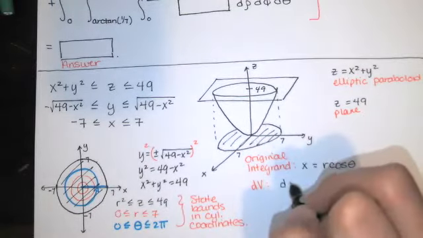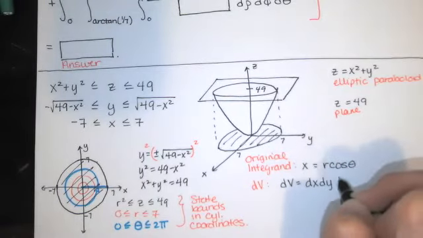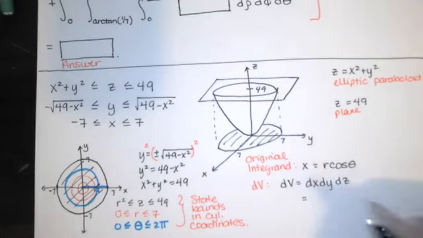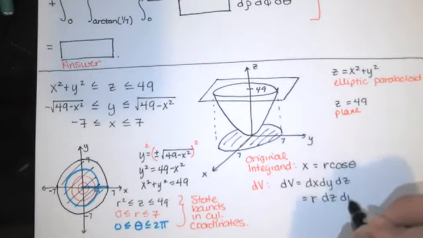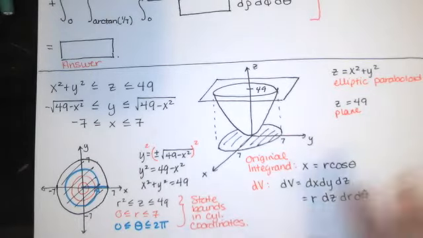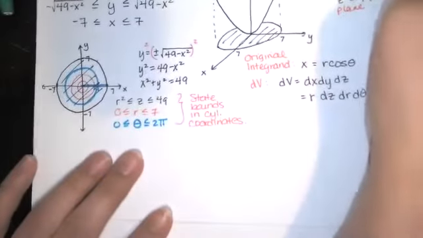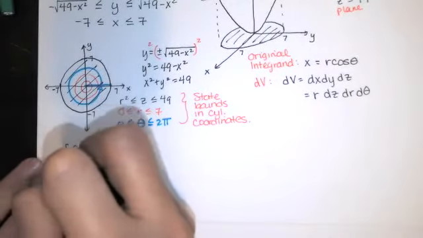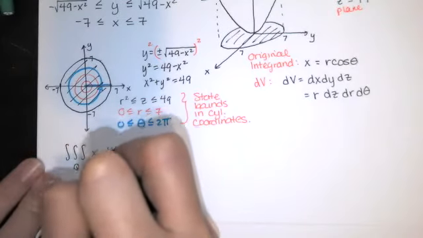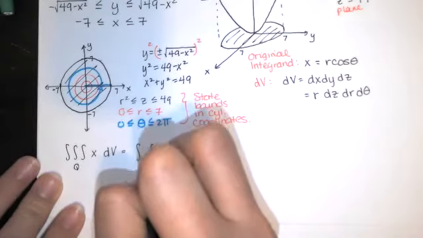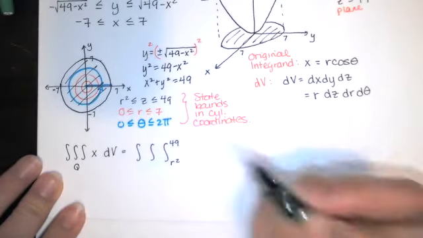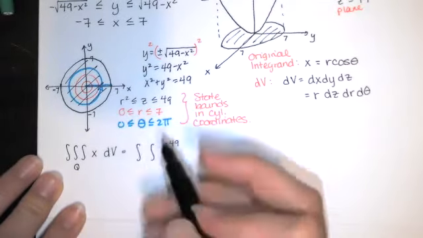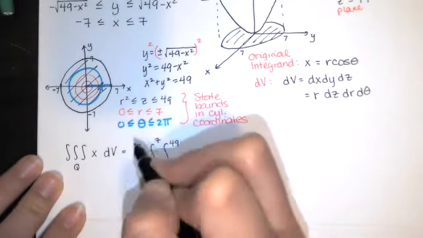In rectangular coordinates, dv is dx, dy, dz. And of course, you can change the order if you want to. In cylindrical coordinates, dv is r times dz dr d theta, and of course you can change the order if you want to as well. So our original integral, let's make it as generic as possible, was just the triple integral over the region Q of x times dv. Now I want to describe the region Q in cylindrical coordinates. So z goes from r squared to 49, and r goes from 0 to 7, and theta goes from 0 to 2 pi.